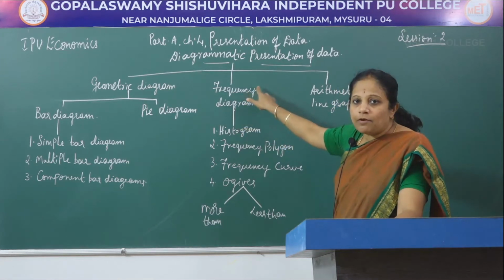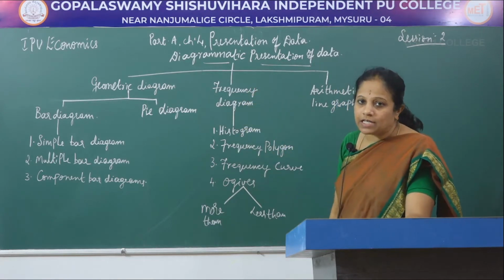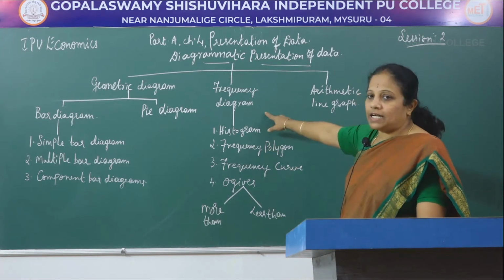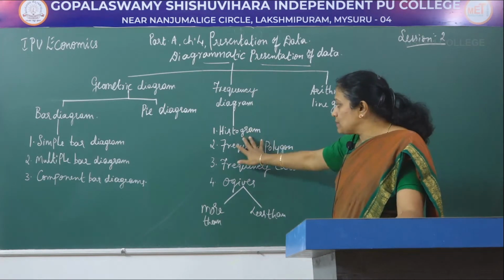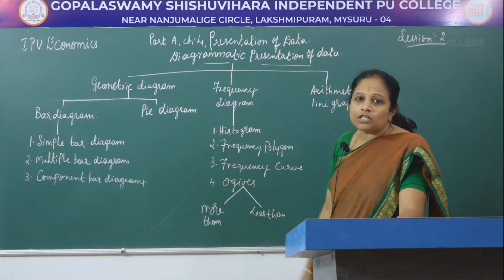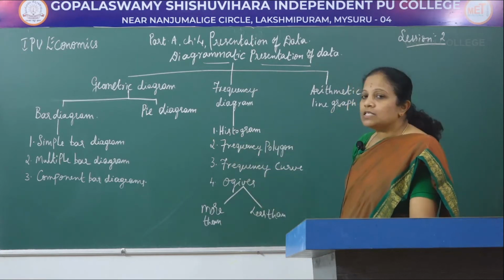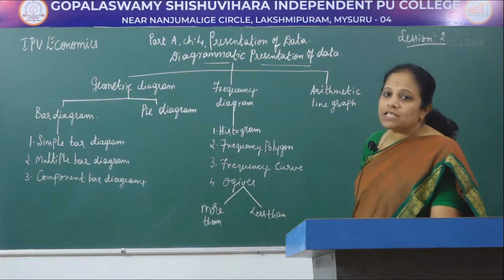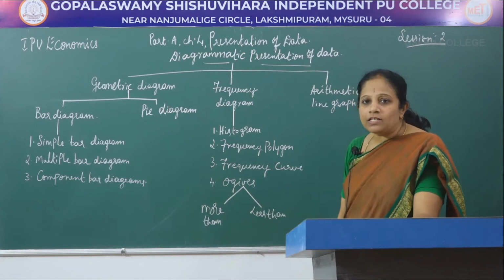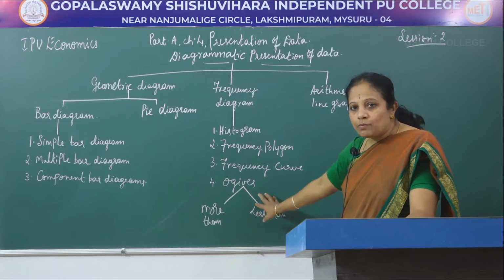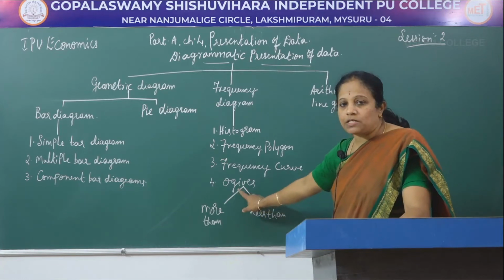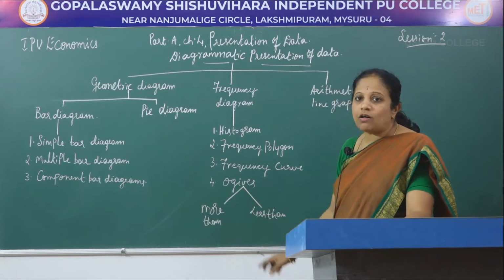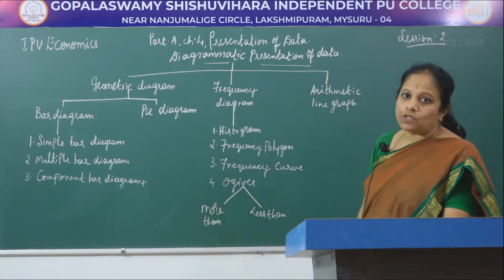The second form of diagrammatic presentation of data is frequency diagram. It is again subdivided into four. The first one is histogram, the second one is frequency polygon, the third one is frequency curve, and the fourth one is ogives. The ogives are again divided into two types. They may be more than ogives or less than ogives.